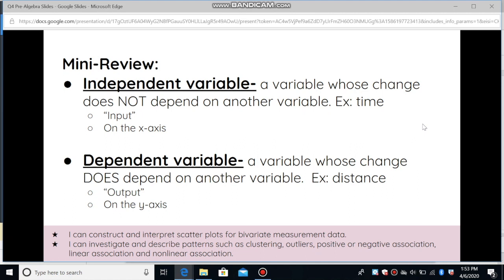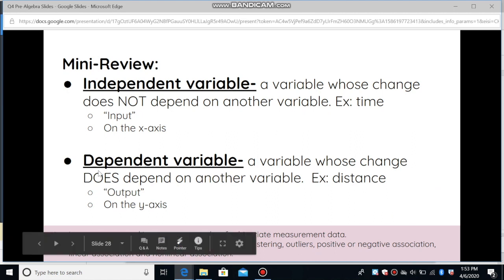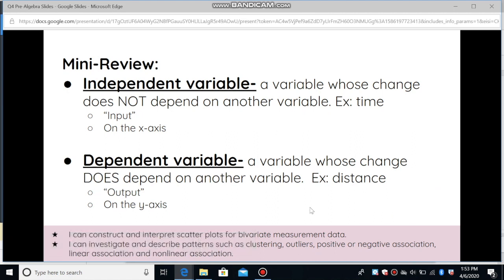Our dependent variable is a variable whose change does depend on the other variable. For example, distance. So if I want to figure out how far I've run after 10 minutes, my distance is depending on my time, 10 minutes. The dependent variable is considered the output of our function, and typically it is graphed on the y-axis.